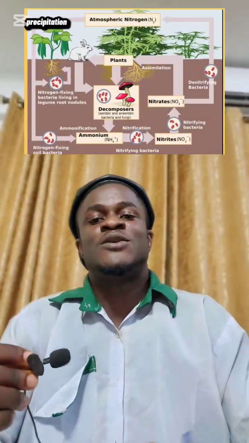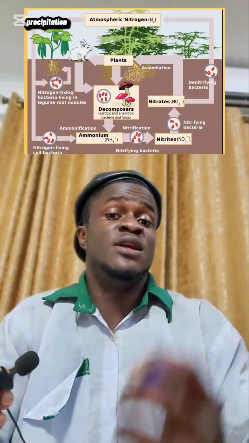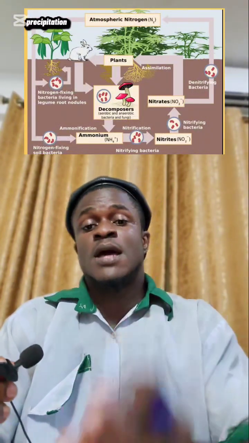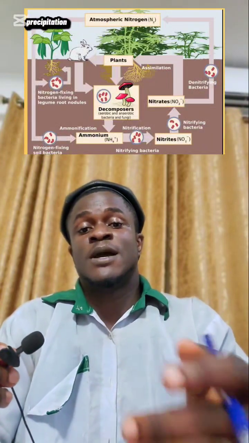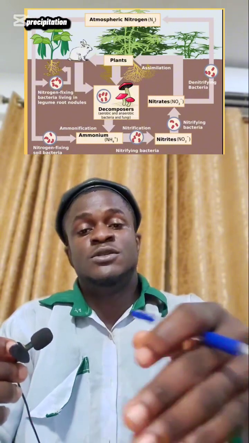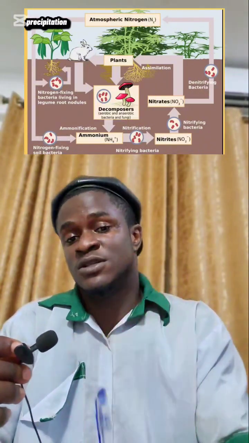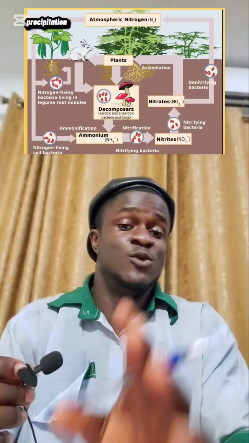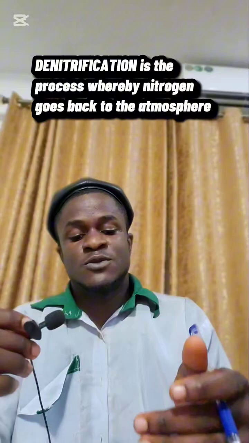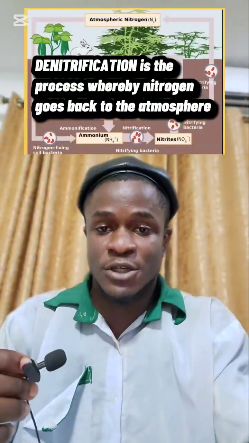So when this nitrogen is converted into nitrate, that is when it can be assimilated by plants. And in the process of assimilation by plants, the part of the nitrates which are left, the leftovers, goes back to the atmosphere, completing the cycle. That is why it is a cycle. You get? So the process whereby nitrate goes back to the atmosphere is what we call denitrification.